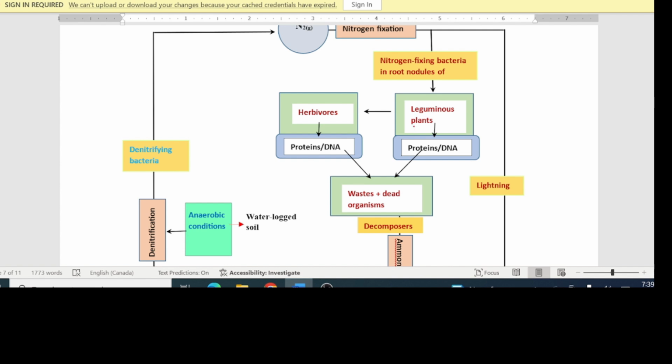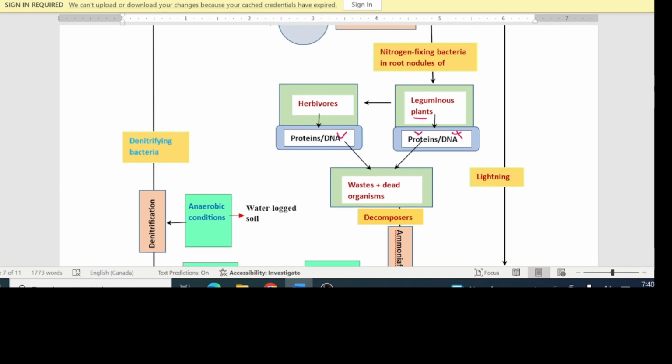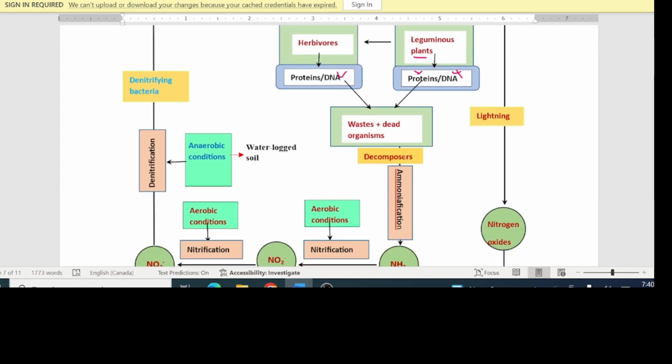The leguminous plants will absorb what's left over from the bacteria to make their own proteins and nucleic acids, such as DNA and RNA. When animals such as herbivores eat these, they assimilate these proteins and DNA into their own. Okay? And again, they will die and they produce waste.